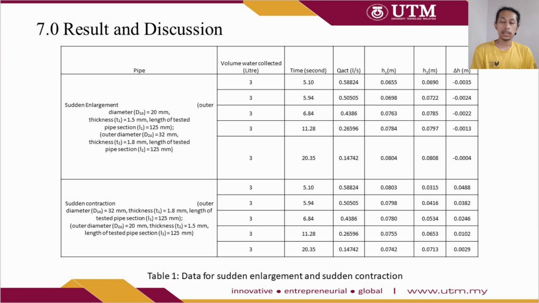As you can see in Table 1, we are given the volume, the time, the H1 and the H2, and then we are to calculate the actual flow rate, which is the ratio of volume of water collected over the time in seconds, and we find the delta H, which is H1 minus H2, and then we do this calculation for each table.